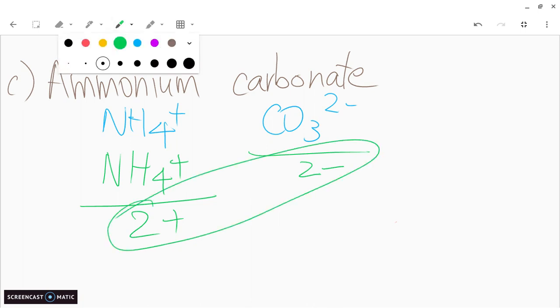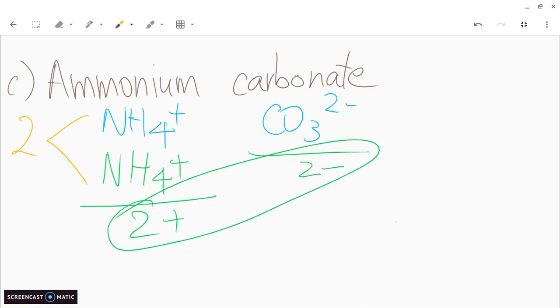So the overall chemical formula for ammonium carbonate would be, since on the left I have 2 ammonium ions, let me go ahead and write down ammonium and 2. Now recall, if you write it like this, it doesn't look good. We need to add a bracket to indicate that there are 2 ammonium ions, and carbonate ions, since only 1, CO3.